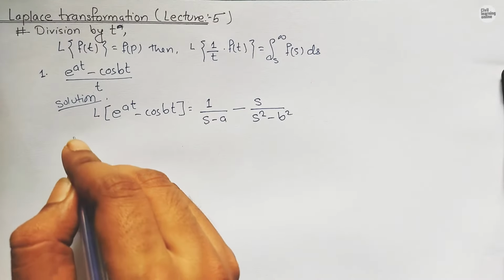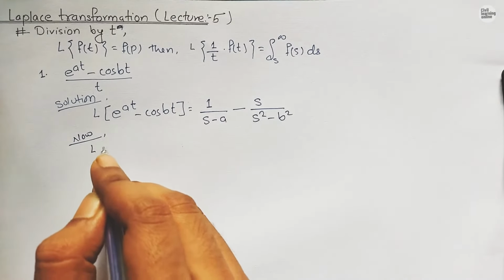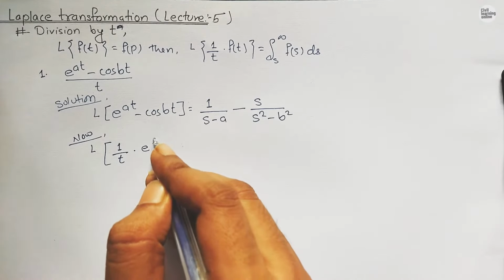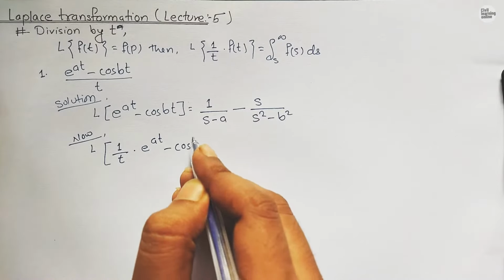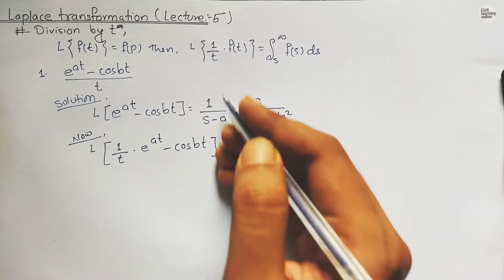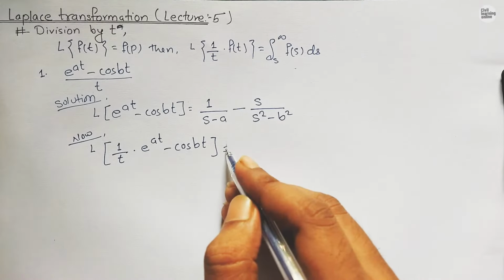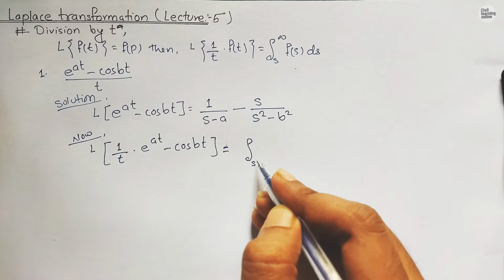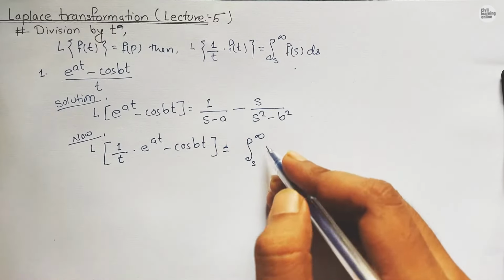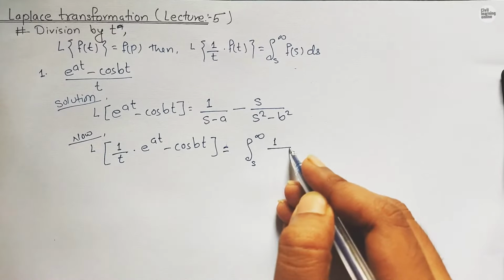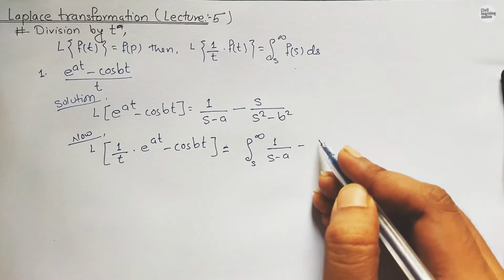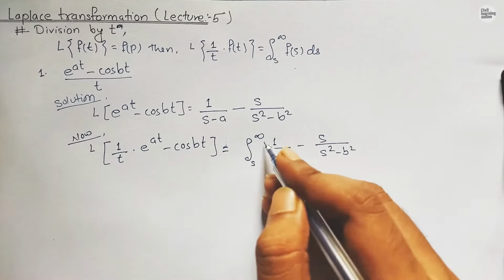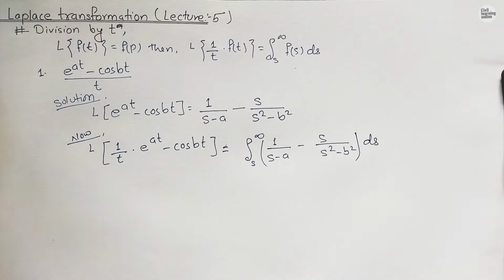Now the Laplace transformation of 1 upon t times e to the power at minus cos bt will be given by this condition, so we have to integrate these terms. Integrate from s to infinity, lower limit s, upper limit infinity, of 1 upon s minus a minus s upon s square minus b square with respect to s.